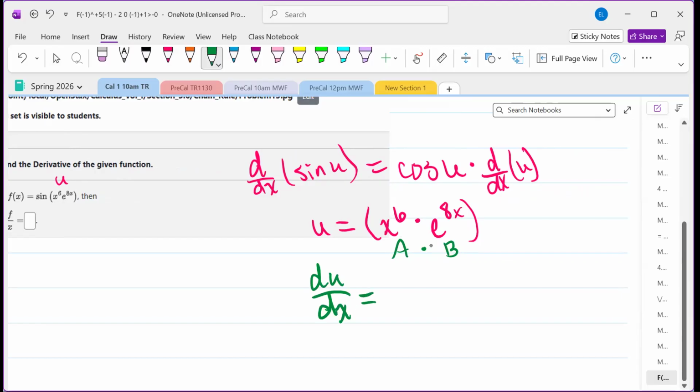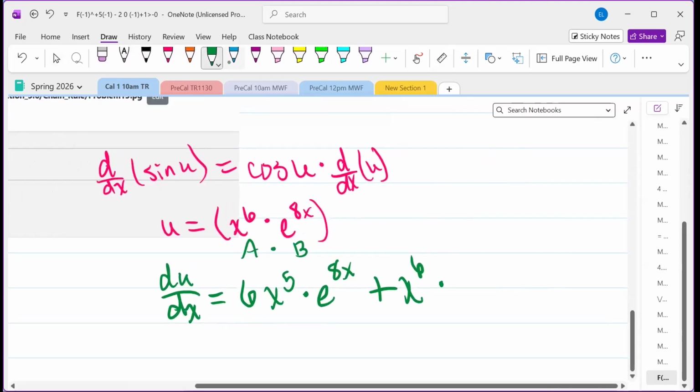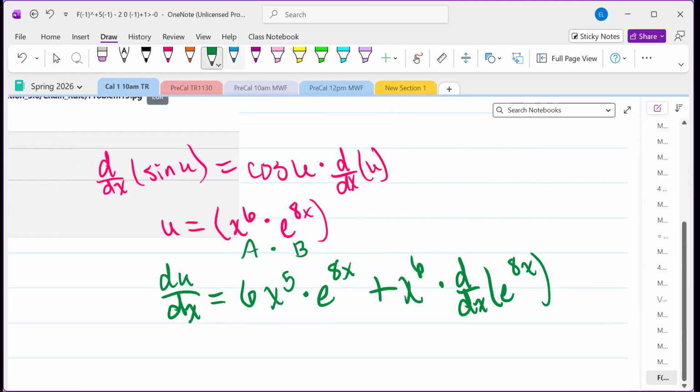I'm going to have my a prime b plus ab prime. So a prime, derivative of x to the 6th, is my basic power rule. So 6 x to the 5th. That's my derivative, so I keep the other one the same. Plus, now I keep the first one, x to the 6th, times my derivative of e to the 8x.